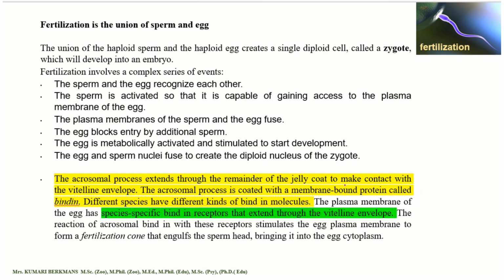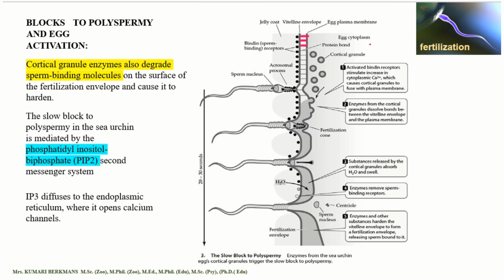And one more important point you are going to see is that the acrosomal process is coated with a membrane-bound protein. That protein is called bindin. There will be different kinds of bindin molecules in different species. You can see this very clearly, the binding of the sperm.